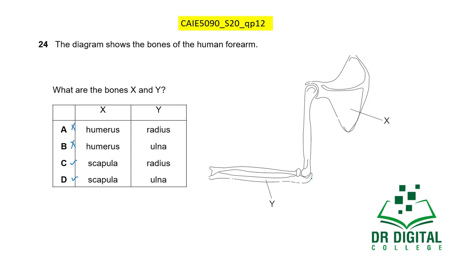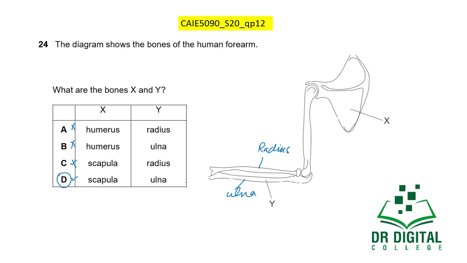While Y is ulna, it cannot be the radius. This smaller one is radius, while this is ulna, because ulna is the bigger bone. So where it is radius, C is wrong, D is the correct answer because it is telling that Y is ulna.